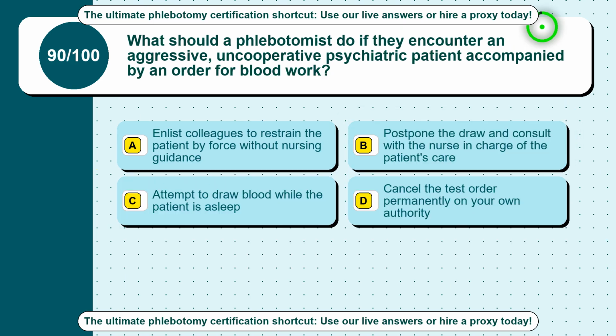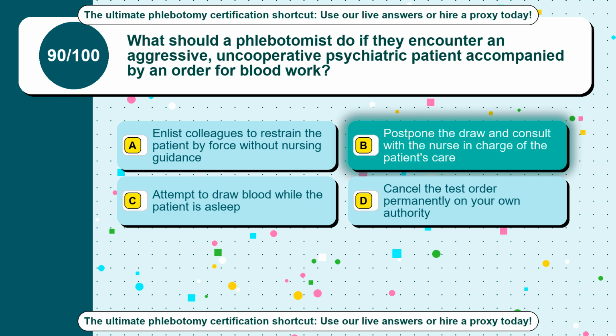Question 90. What should a phlebotomist do if they encounter an aggressive, uncooperative psychiatric patient accompanied by an order for blood work? Option A. Enlist colleagues to restrain the patient by force without nursing guidance. Option B. Postpone the draw and consult with the nurse in charge of the patient's care. Option C. Attempt to draw blood while the patient is asleep. Option D. Cancel the test order permanently on your own authority.